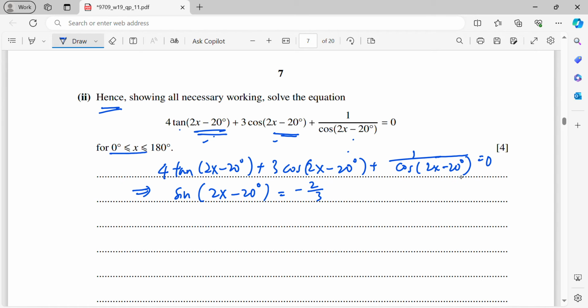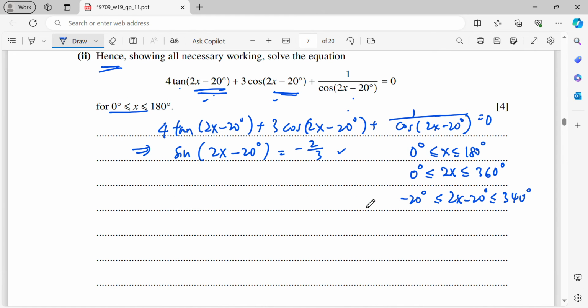Right, and now your x is from 0 to 180 degrees. Therefore, I have to get the new interval first. So when I times by 2, 2x will be from 0 to 360 degrees. And then now I minus 20. So that means 2x minus 20 degrees: 0 minus 20 degrees is negative 20 degrees, 360 minus 20 degrees is 340 degrees. So it means that now, for this expression, I can just accept the angle between minus 20 degrees to 340 degrees.